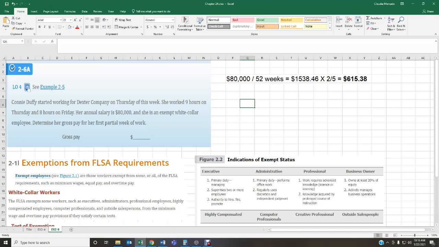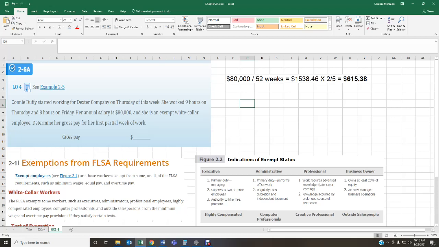So let's recap. You're going to get the annual salary divided by the number of weeks in a year, which is 52, and that's going to give you your weekly pay. Once you get your weekly pay, you're going to multiply by the number of days that she worked that week. She worked 2 out of 5 days, so that means we're going to pay her $615.38. So that is the second exercise that I'm going to be covering in this video tutorial.